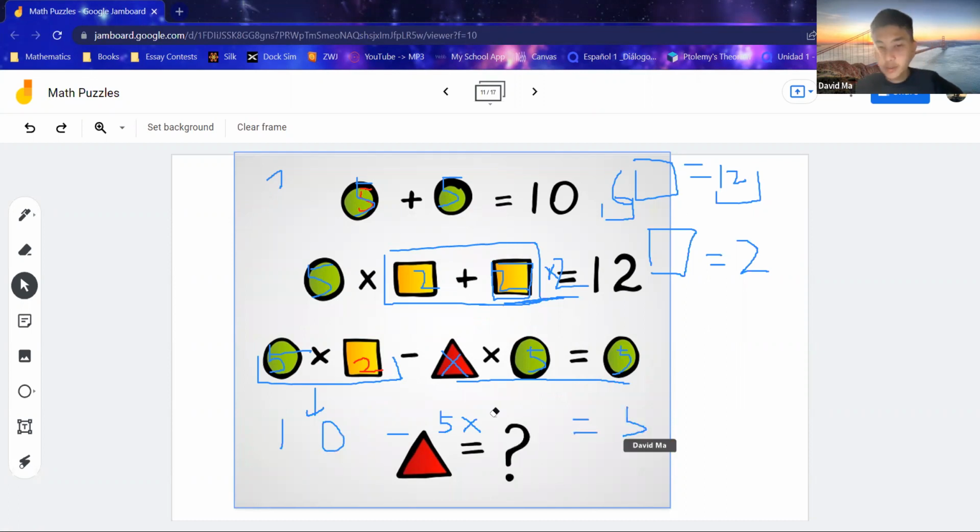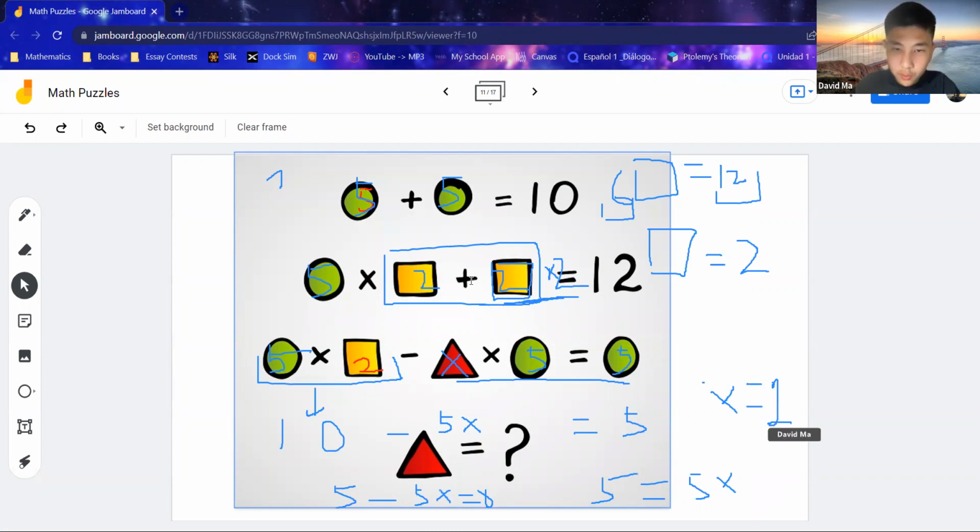Now this is pretty easy, right? We subtract 5 from both sides and we get 5 minus 5x equals 0. We add 5x to both sides and we get 5 equals 5x. Now I'll just divide both sides by 5. We get x equals 1. So yep, Lloyd, that's correct. X equals 1. So the triangle equals 1.